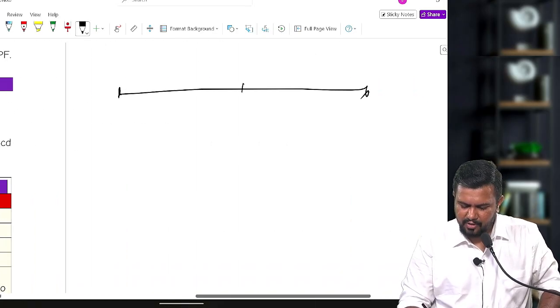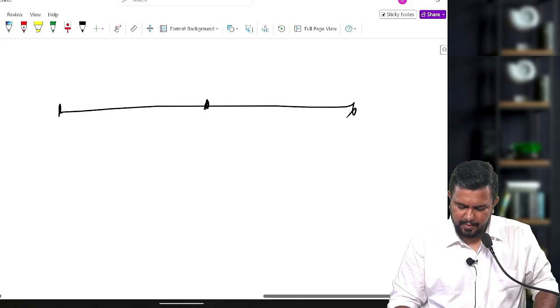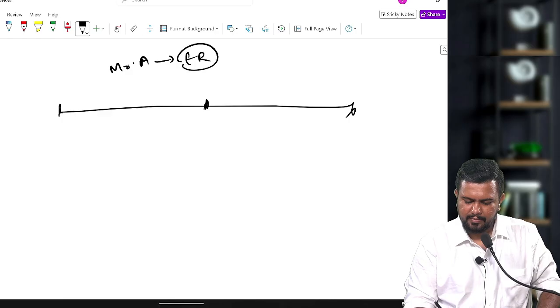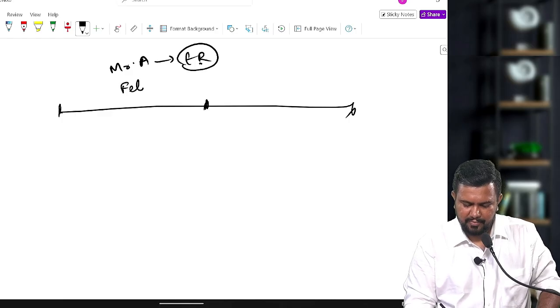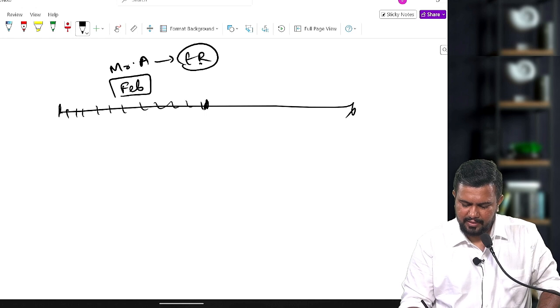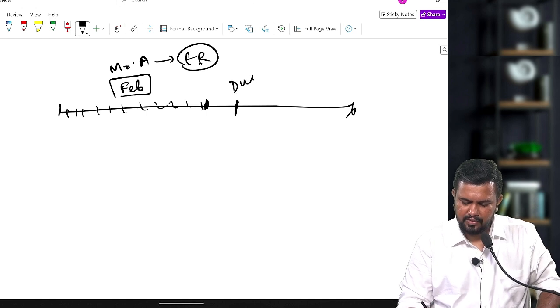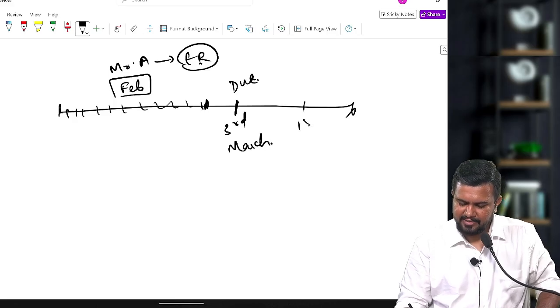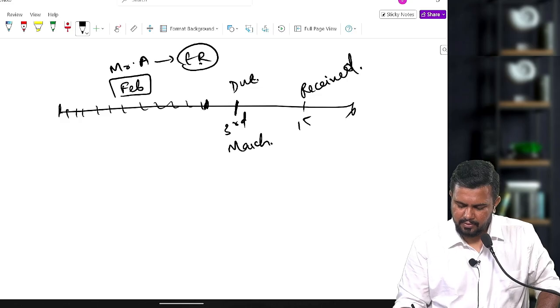Let me give you a small example. Okay, let's say there is a person, Mr. A, who is working under an employer. He is working during the Feb month. So in the Feb month he is working. Then his salary becomes due on 3rd March. Finally, he receives the salary on 15th March.